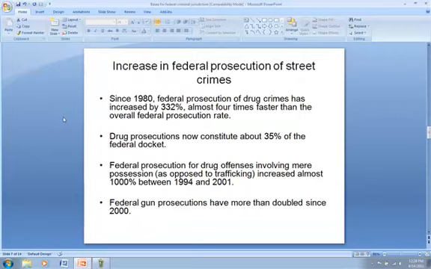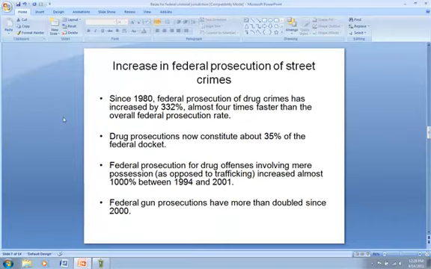And so, as you can see, as the current slide tells you, since 1980, prosecution of drug crimes has increased by 332%, almost 4 times faster than the overall federal prosecution rate. Drug prosecutions are now about a third of the federal docket. The federal prosecution for mere possession of narcotics, that is not even trafficking but just possession, increased about 1,000% between 1994 and 2001. Federal gun prosecutions have also more than doubled since the year 2000.